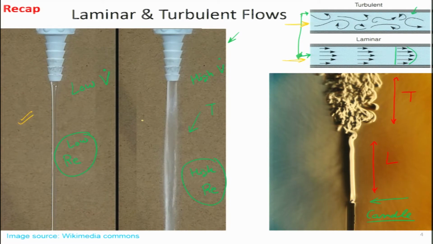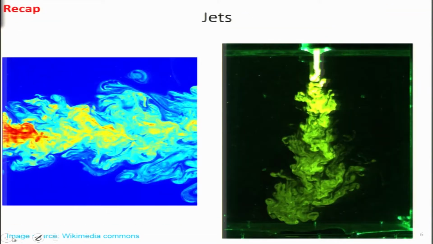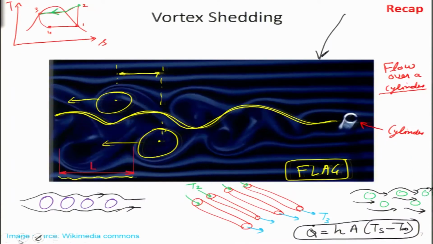At low Reynolds number or low volumetric flow rate, the flow remains laminar, and at high Reynolds number the flow suddenly becomes turbulent. The same thing can be seen for various examples, like in the candle source given over here, as well as in nature. If we look at rivers, sometimes they behave as laminar, sometimes they behave as turbulent. And then we looked at some images for jets. These are highly turbulent flows.